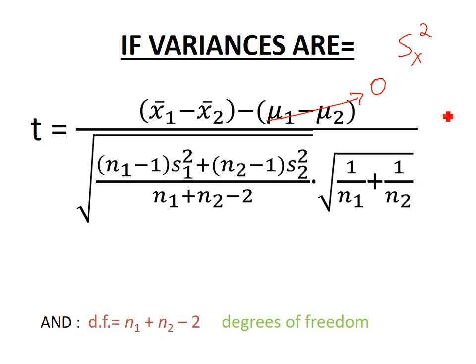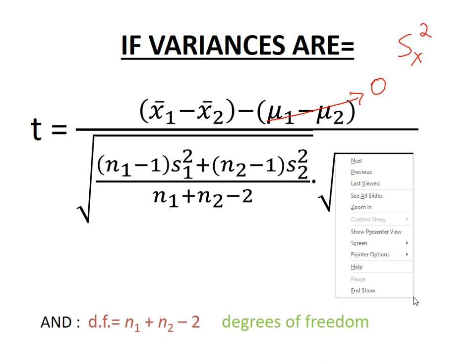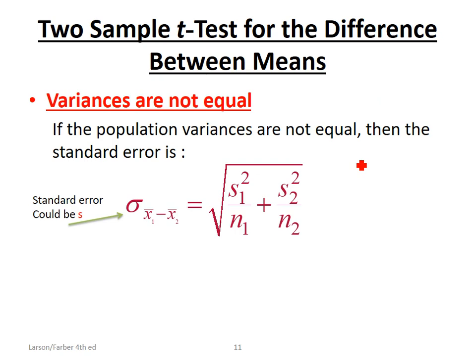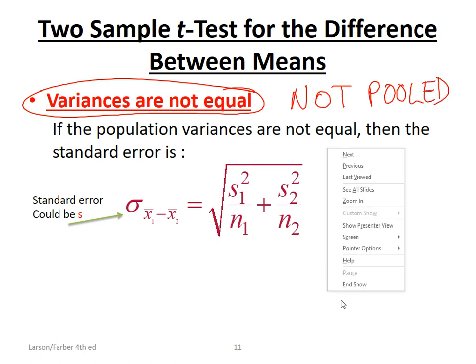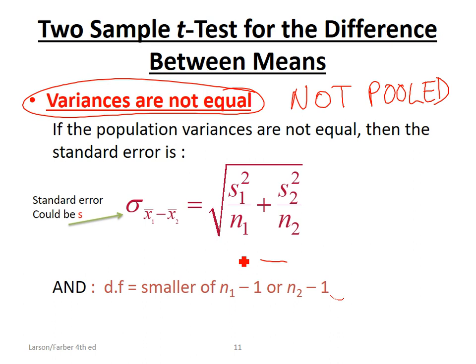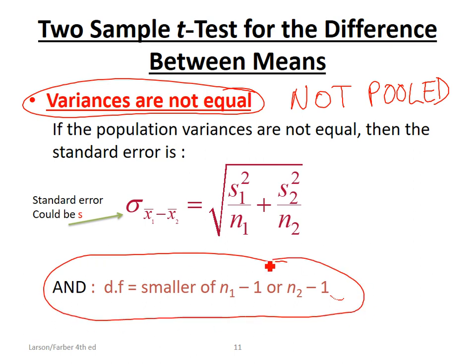Everybody have that whole big formula down? Variances are not equal. Again, just write this part down at first. And I'm going to write this out here. Not pooled. And the other thing you can write down is to find your DF, you do that if the variances are not equal.